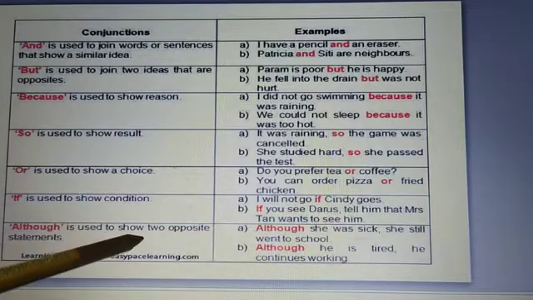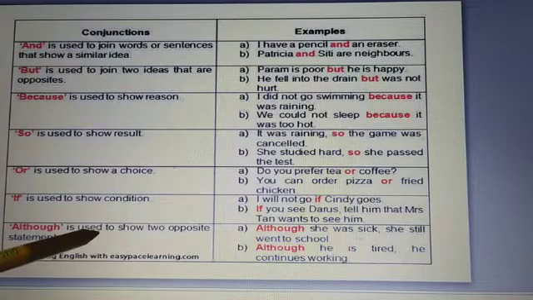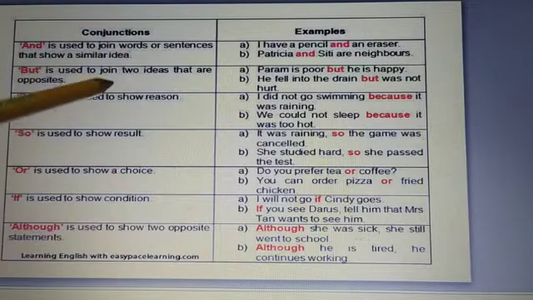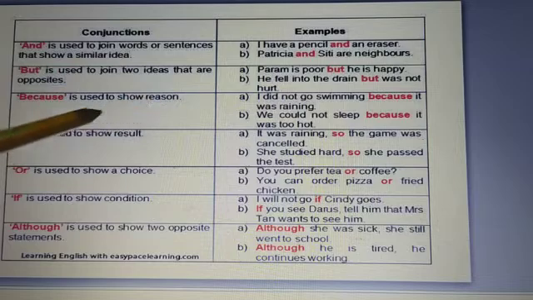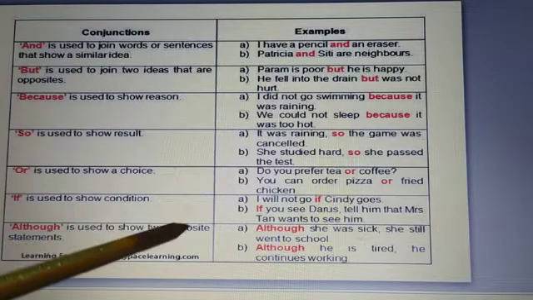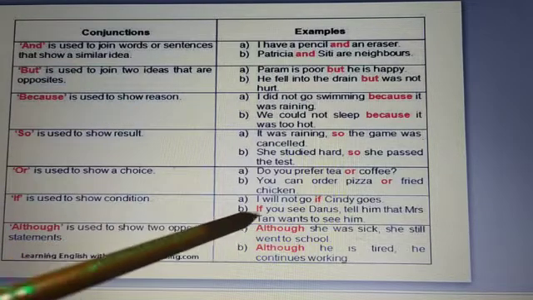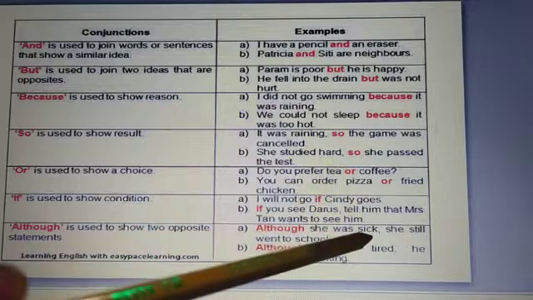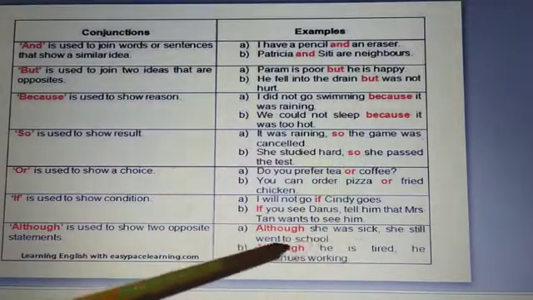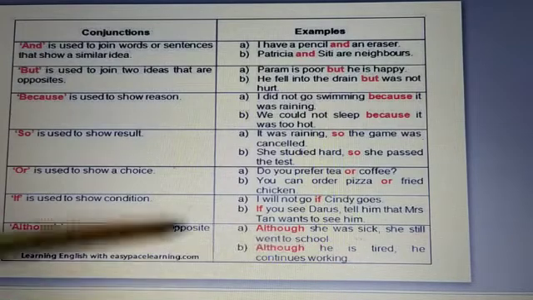Although is used to show two opposite statements. We use although when there are two opposite statements. Although she was sick, she still went to the school. Although he is tired, he continues working.